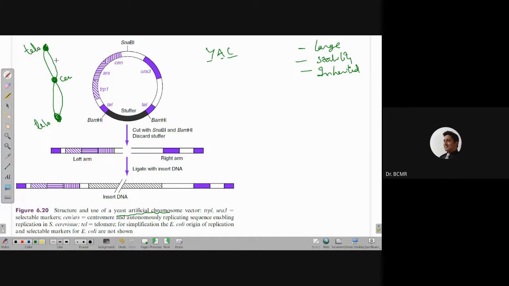We also need ARS, right? The origin of replication sequence. This is what we need to have for a DNA to be like a linear chromosome. This is exactly what they have. So from here, I mean, all this is a chromosome. From BamHI to the BamHI is a chromosome. Here we have just a stuffer region.